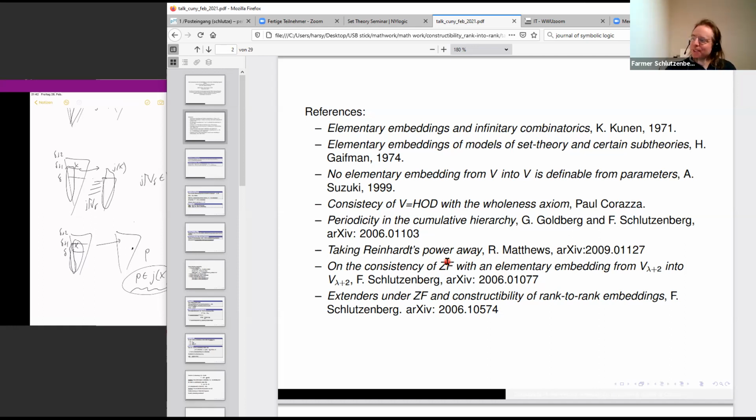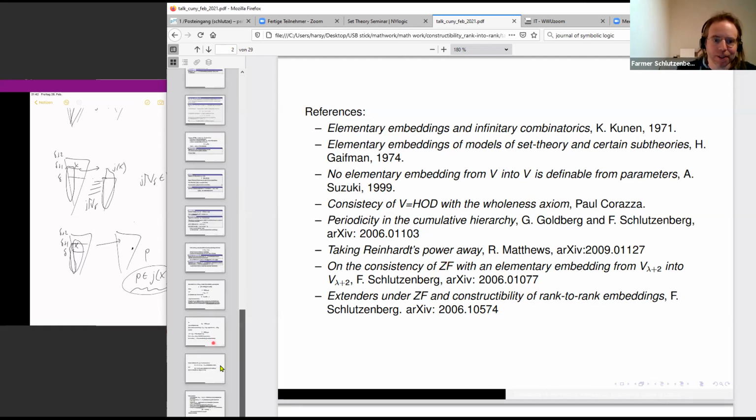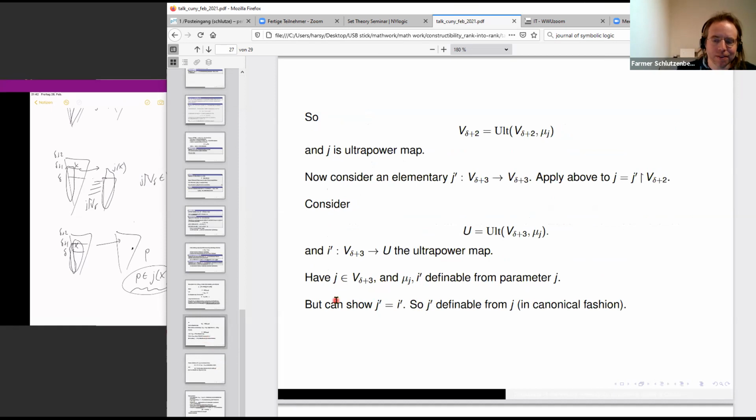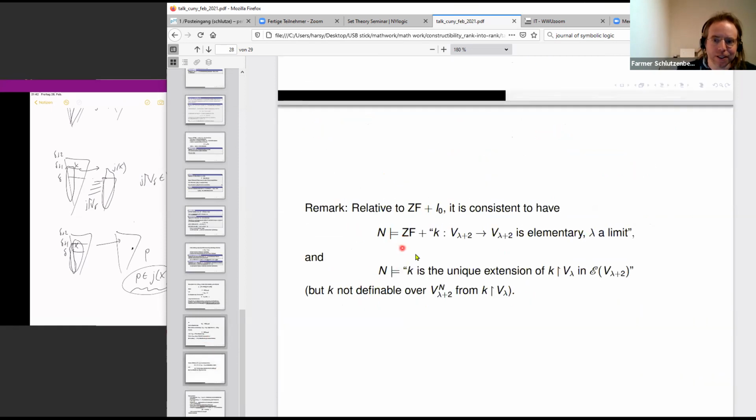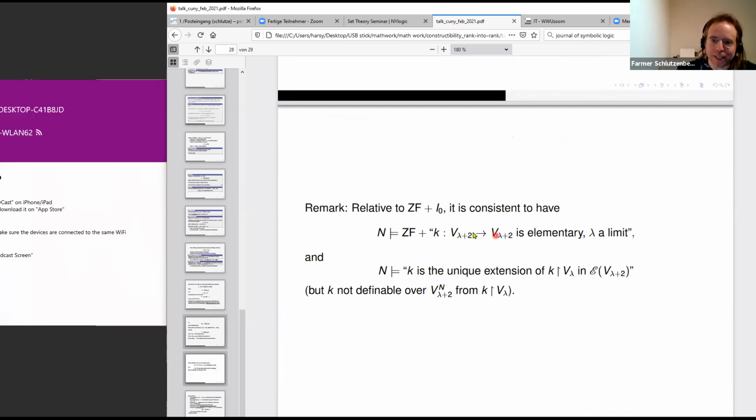Yeah. I mean, there are also instances of it. As I said, you get this thing where it comes up here, where K was the unique extension of this restriction, but not definable over the n plus 2, and you don't get it in L of this, in this situation that I'm thinking about here.